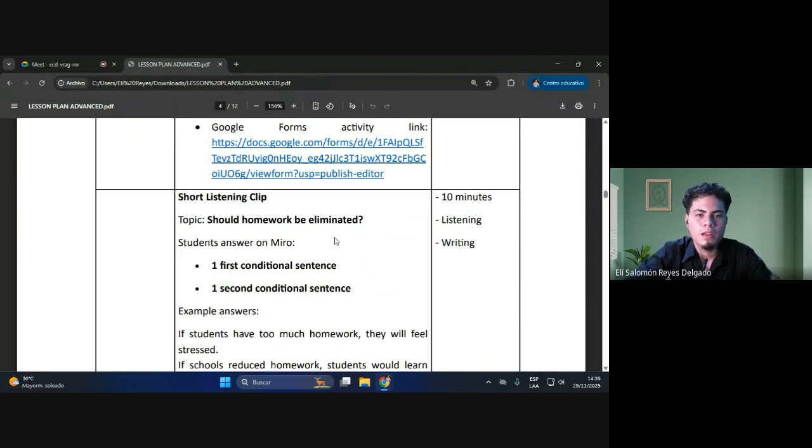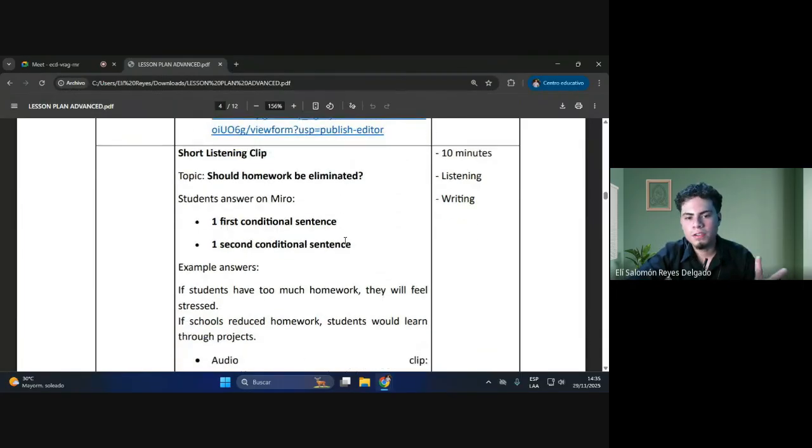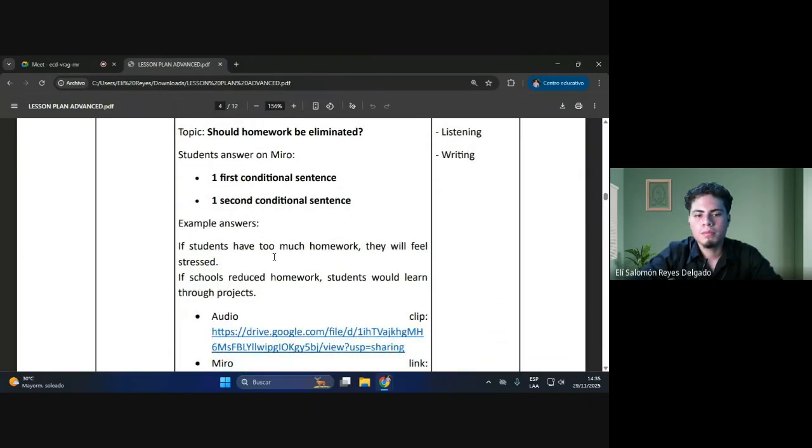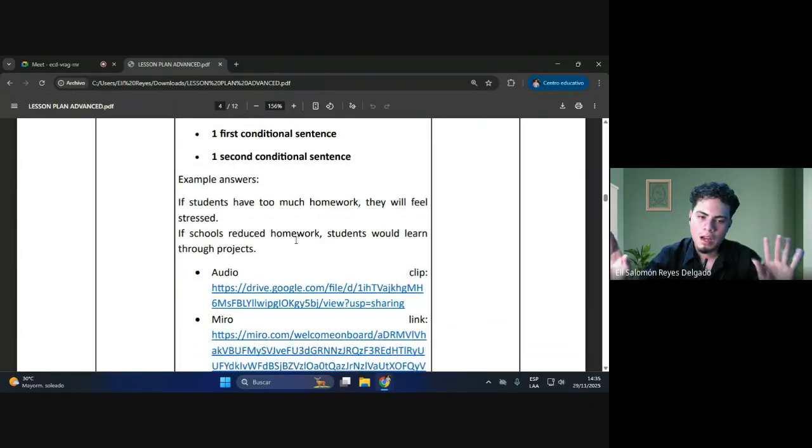The topic is, should homework be eliminated? The students answer on the Miro platform with one first conditional sentence and one second conditional sentence. And we have some examples of answers they could give. If a student has too much homework, they will feel stressed. If schools reduce homework, the students will learn through projects.